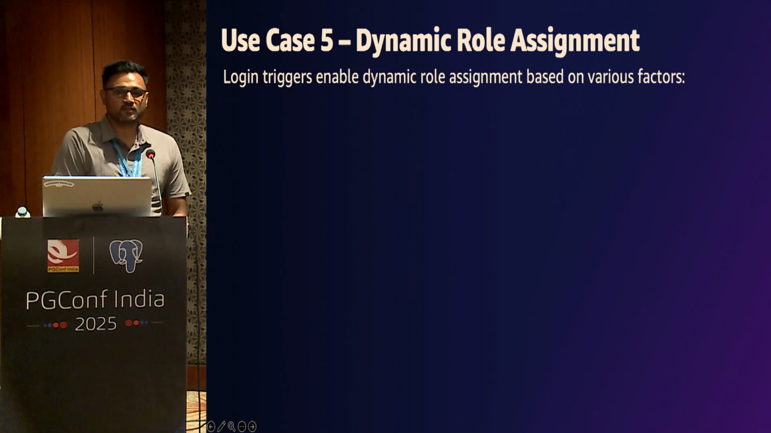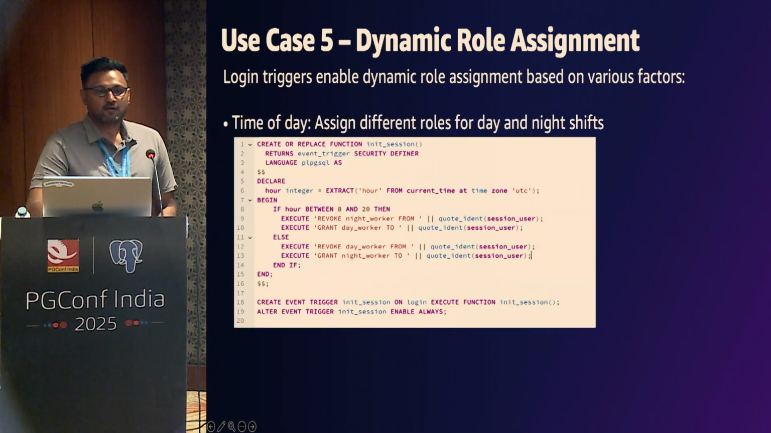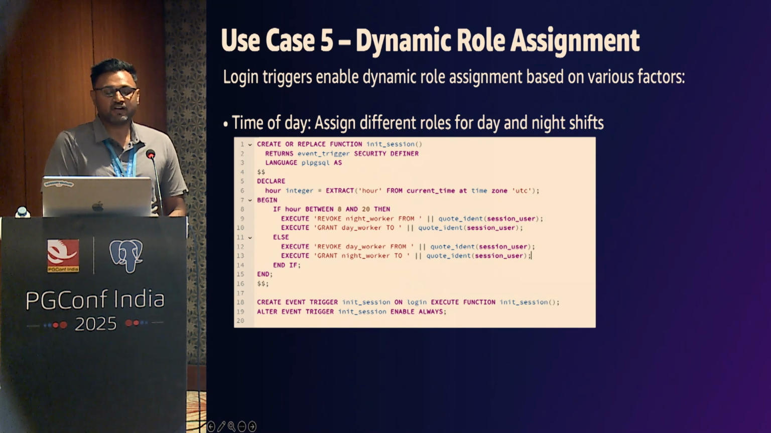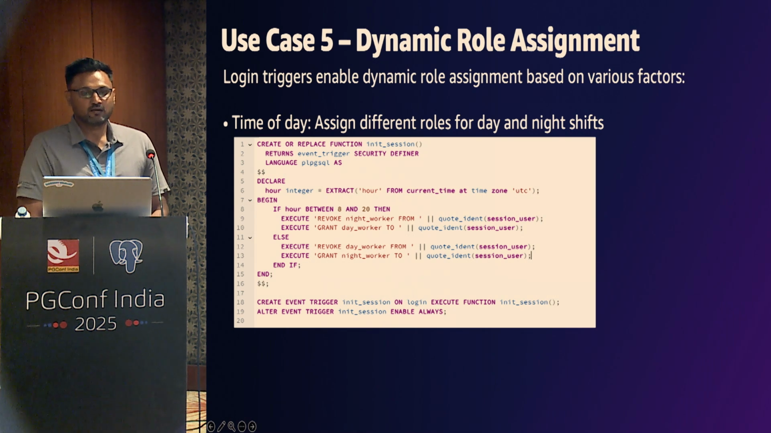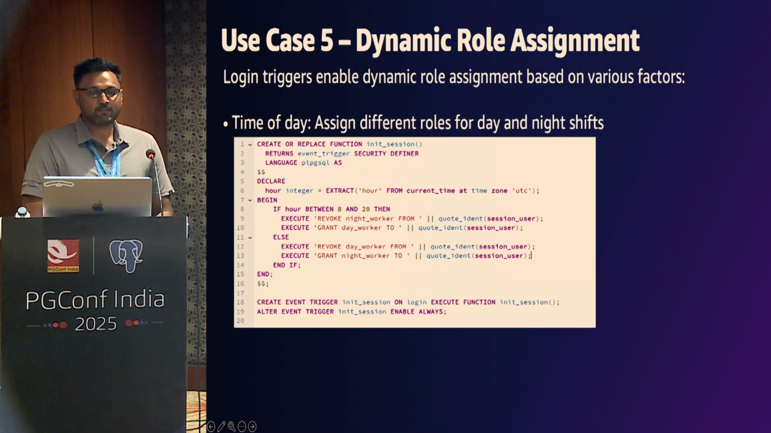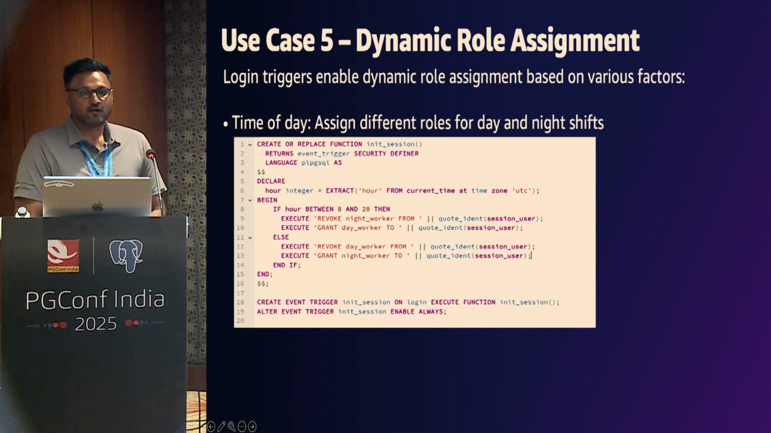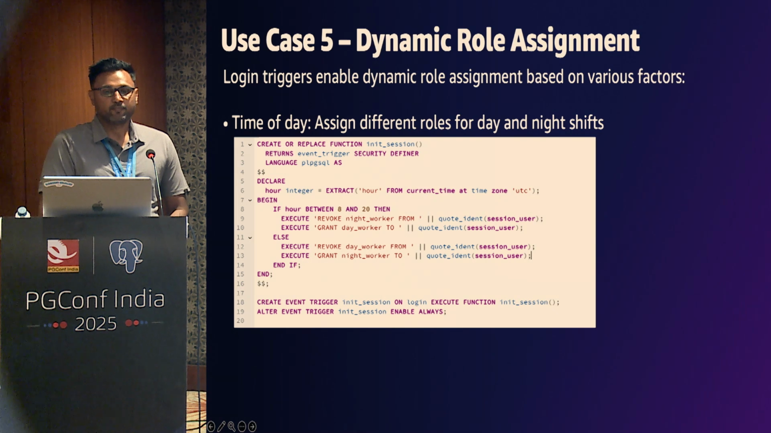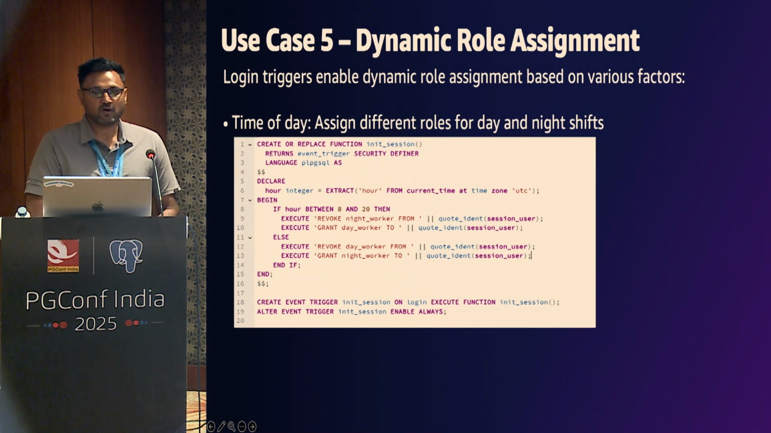Dynamic role management is a use case which you find in the Postgres documentation as well for login event triggers. In this use case, we dynamically assign the role to the user at the time of login. As you can see, based on the time of the day, we are granting a role to a user dynamically. We have two kinds of roles here, the day worker role and the night worker role. For example, if you are logging in during the day, you revoke the night worker role and grant the day worker role. And during the night, you revoke the day worker role and grant the night worker role.